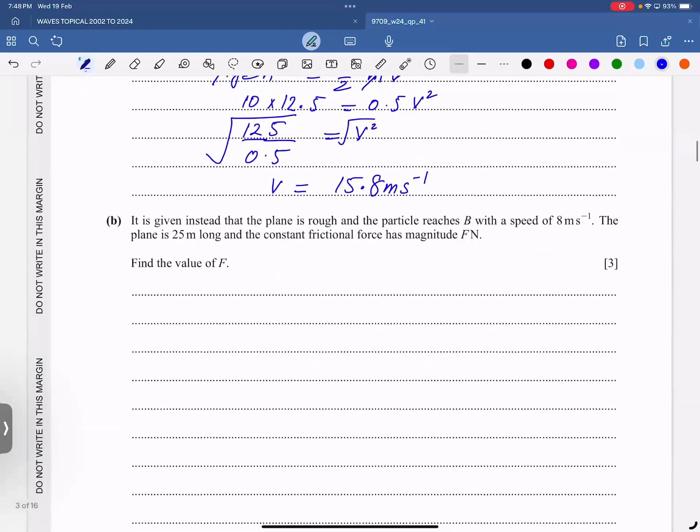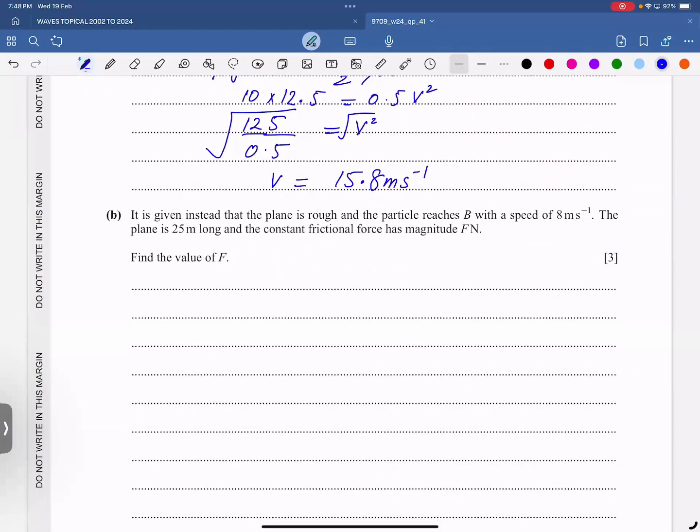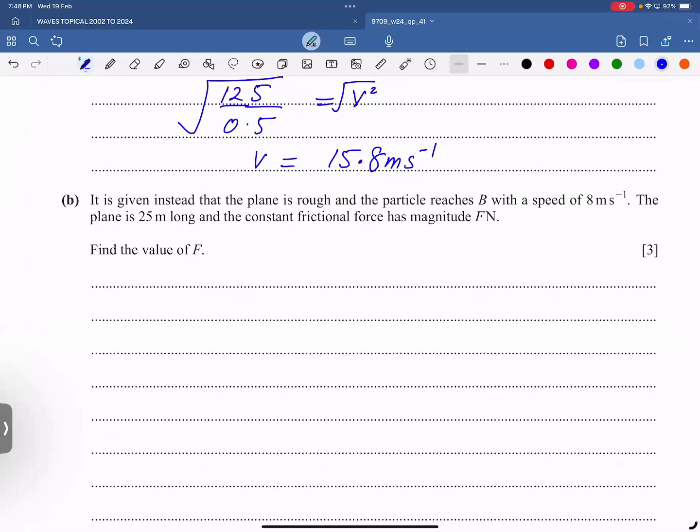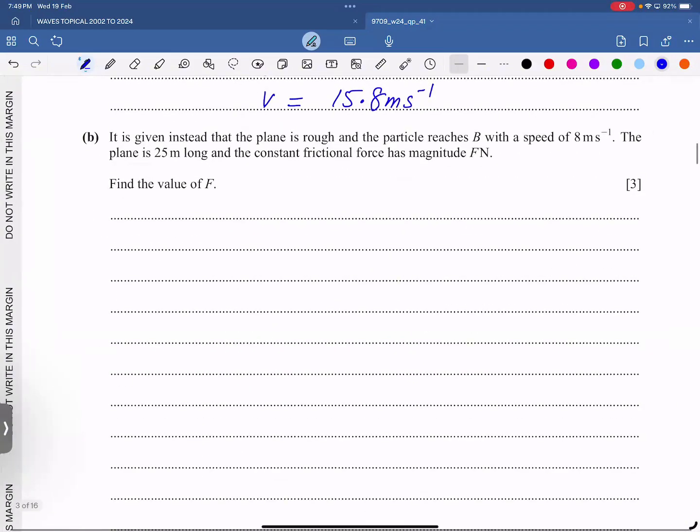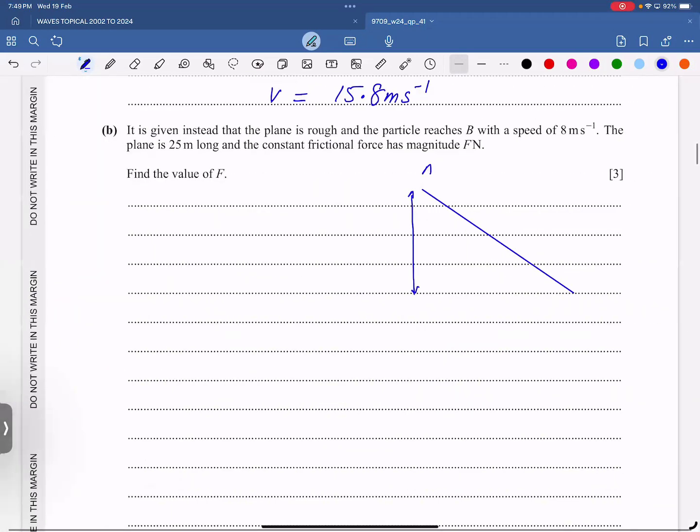Next, it is given that instead the plane is rough and the particle reaches B with this speed. Plane is 25 meters long and constant friction force is F. Find F. Okay, so what will we do? We'll draw this diagram again as it was given so that you can understand. Now initial height is still the same, which is 12.5 meters. They say the length of the plane is 25 meters this way. All right, and the friction which is opposing is F, and you reach with the speed 8.